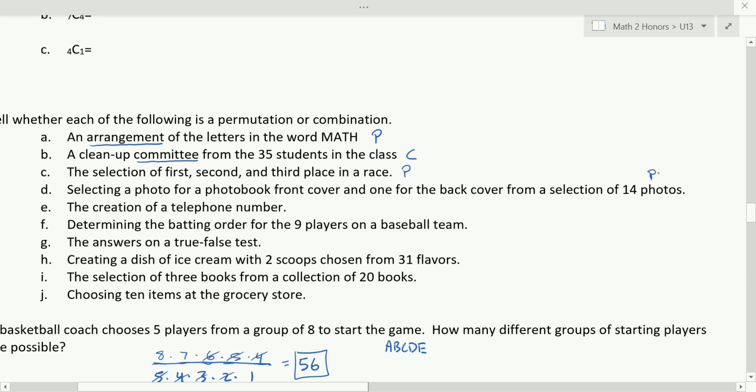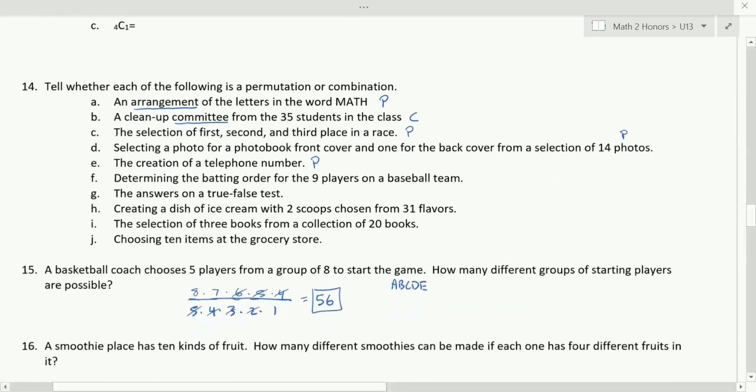I'll do one more with you. The creation of a telephone number. Combination. So 119 is the same thing as 911. Does the order matter when you're dialing someone's phone number? It does. So it's a permutation. Okay. And then I'll let you finish the rest of those for homework.